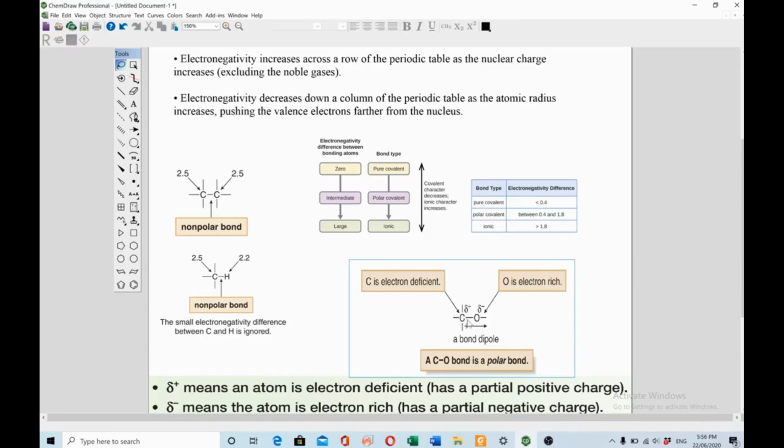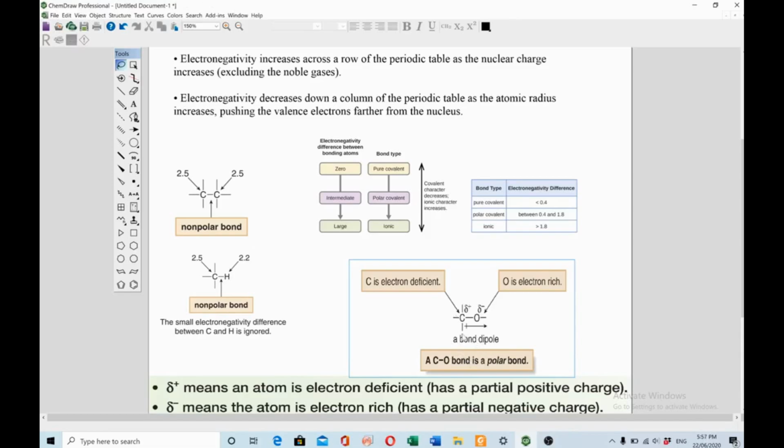This group, carbon single bond oxygen or carbon double bond oxygen, exists in a variety of functional groups such as aldehyde, ketone, carboxylic acid, esters, amides, acid chlorides. If you look at this picture, this carbon is electron deficient and is denoted by a partial positive charge, and the oxygen carries a partial negative charge, hence it means it's electron rich, and the bond is polar.